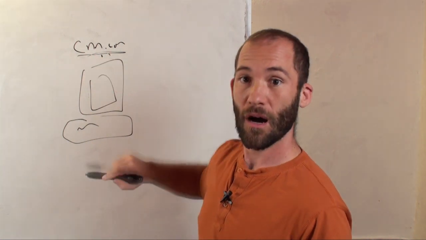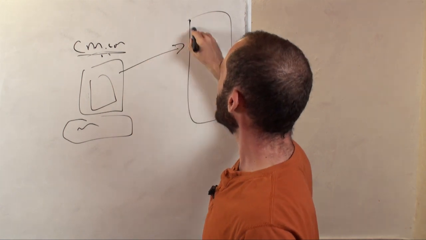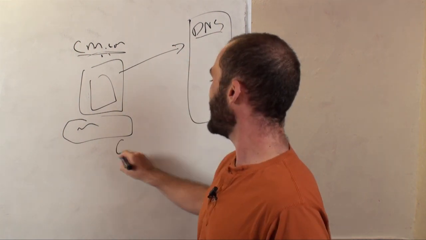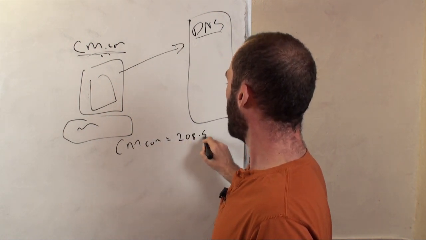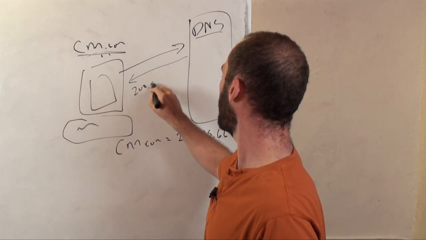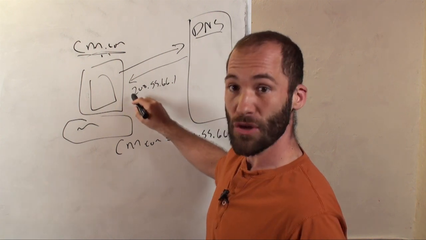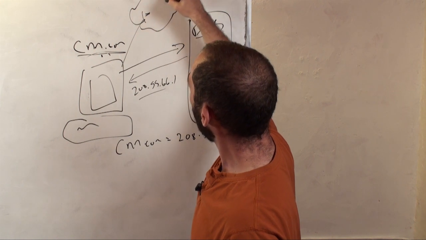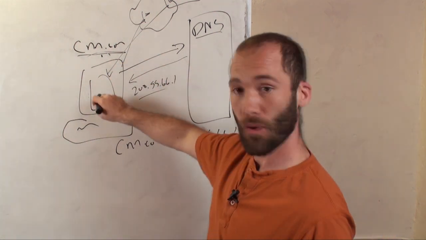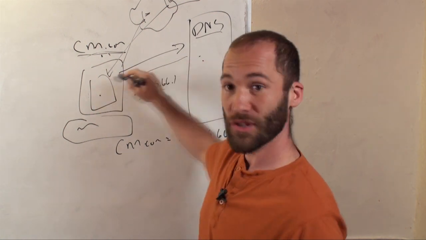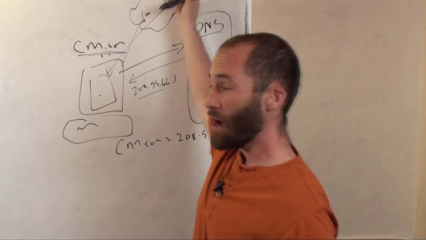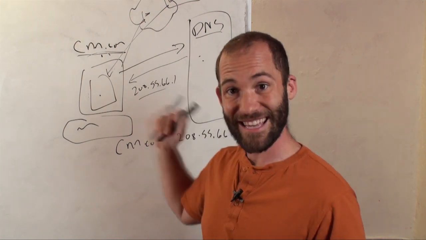So when you want to go to CNN.com, your computer communicates with something called a DNS server, a domain name services server. The DNS server will say that CNN.com equals 208.55.66.1. It will then return this IP address to your computer. Your computer will then use that IP address to go out onto the internet, find the CNN.com server, and ask for the website from the CNN.com server. So your computer talks to a DNS server. The DNS server returns the IP address. Your computer then uses that IP address to communicate with the CNN.com server, and then the CNN.com server gives you the website. So this is how this works.